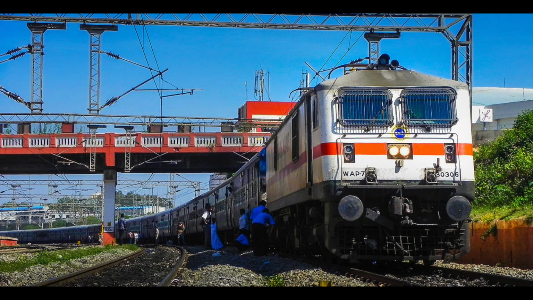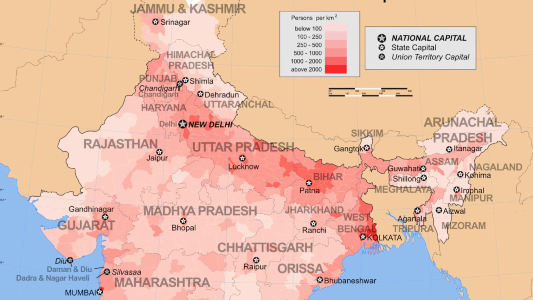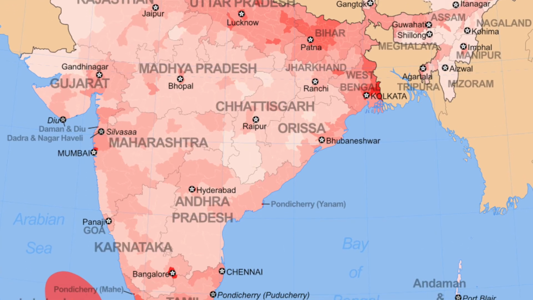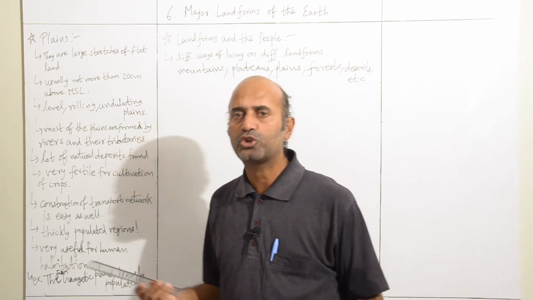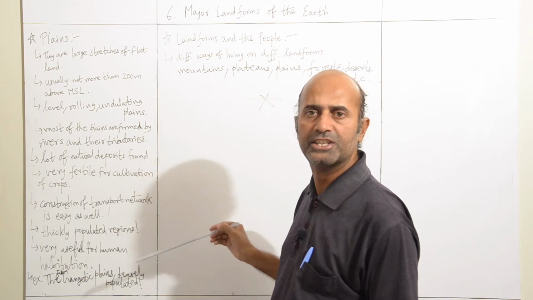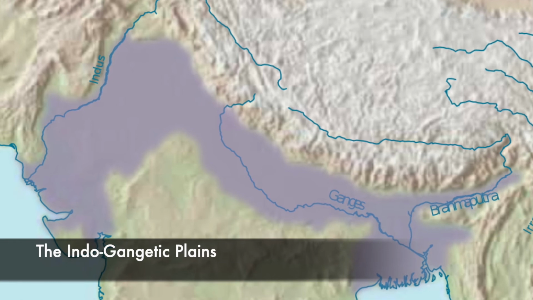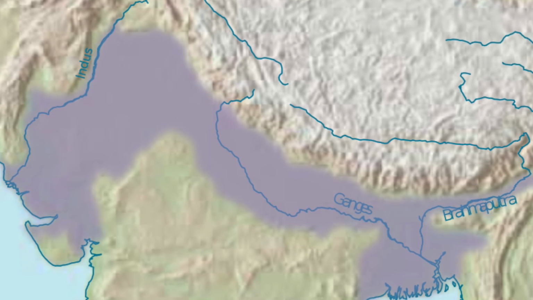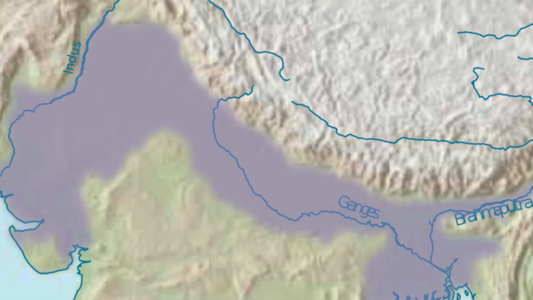Construction of transport networks is easy as well, but these plains are thickly populated regions. It's good in one way that you have a lot of manpower, but in other ways a lot of resources are being utilized as well. So these plains are very suitable for human habitation. These plains are very thickly populated areas and regions of the whole world. For example, the Indo-Gangetic Plains are very densely populated in North India, like Uttar Pradesh, Bihar, Jharkhand, West Bengal, all these areas where the Ganga river and its tributaries flow.